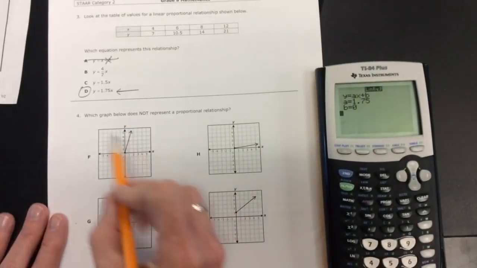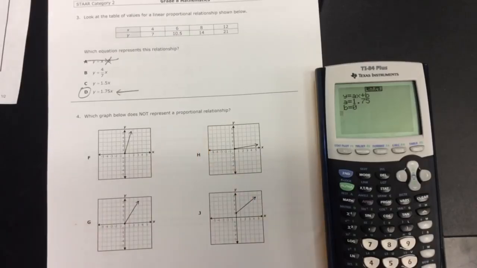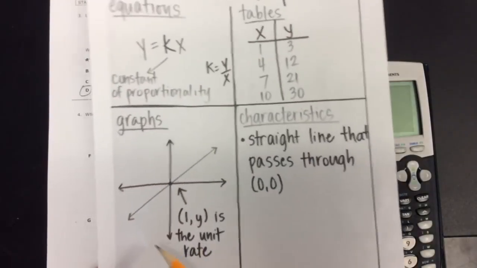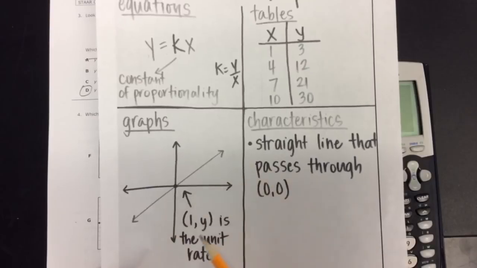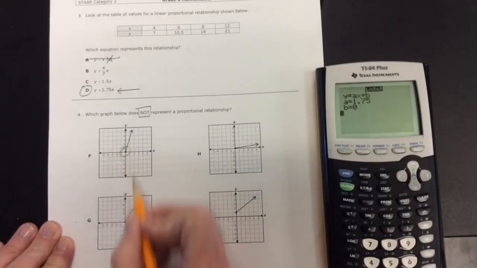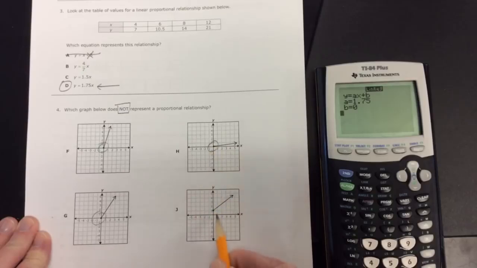Okay? Number 4, which graph below does not represent a proportional relationship? Does not. Here's an example of a proportional relationship. It goes through the origin, 0, 0. That looks good. That looks good. This looks good. Oops, here it is. That is your answer, J.